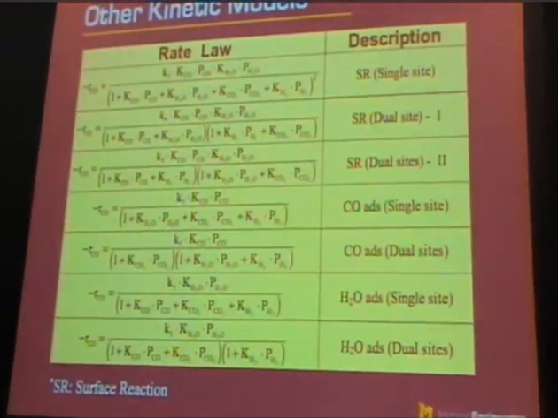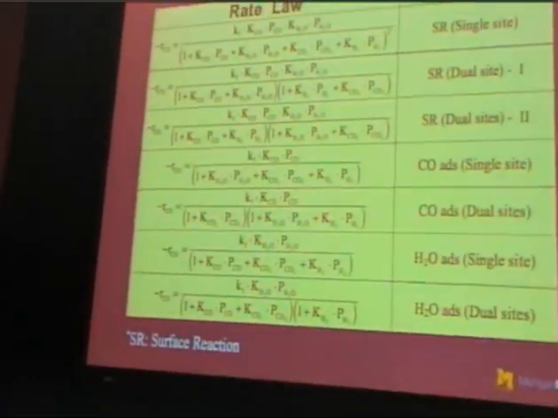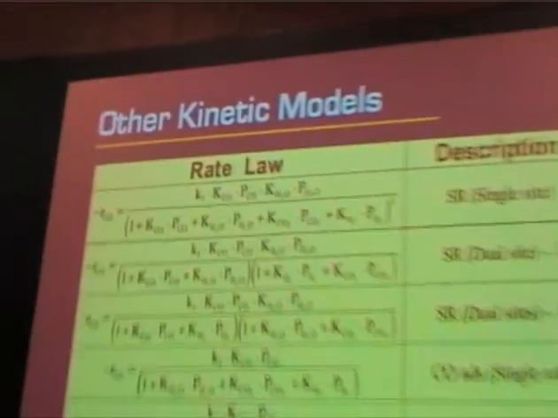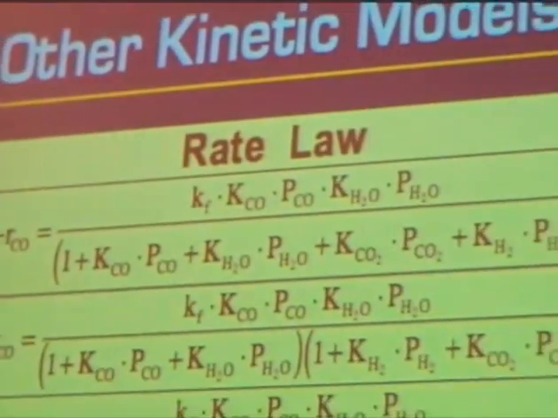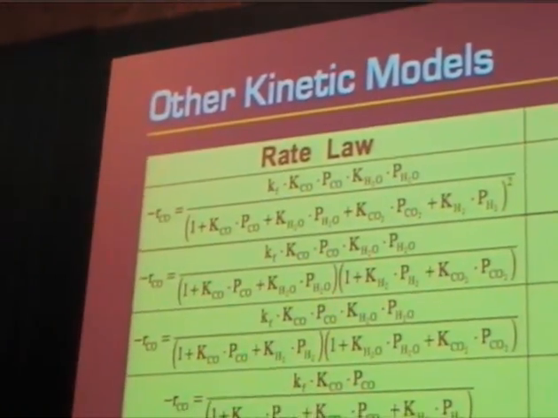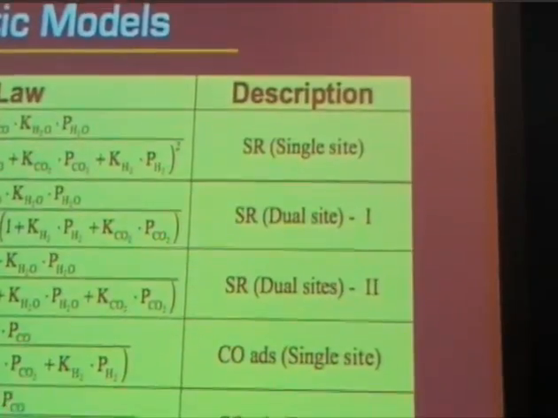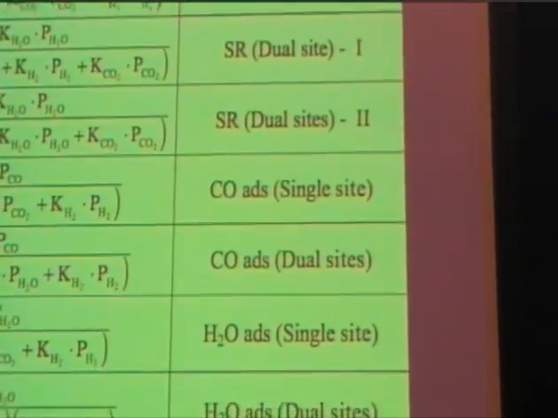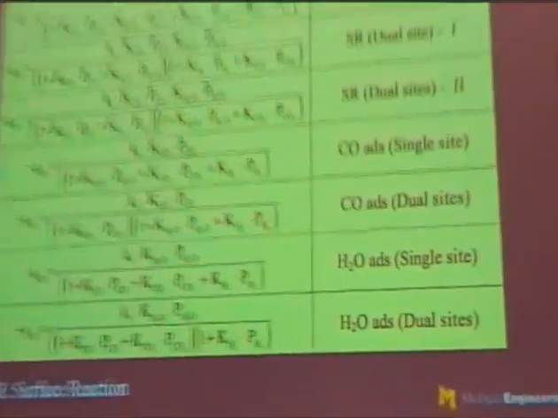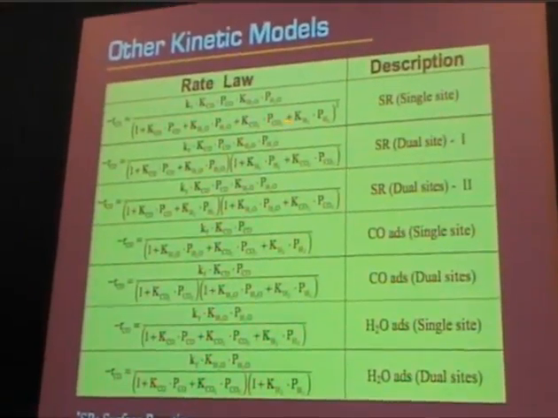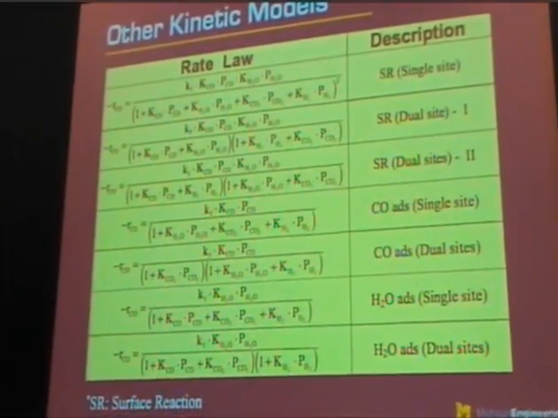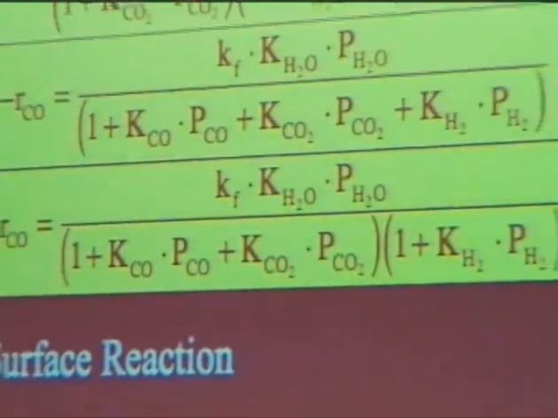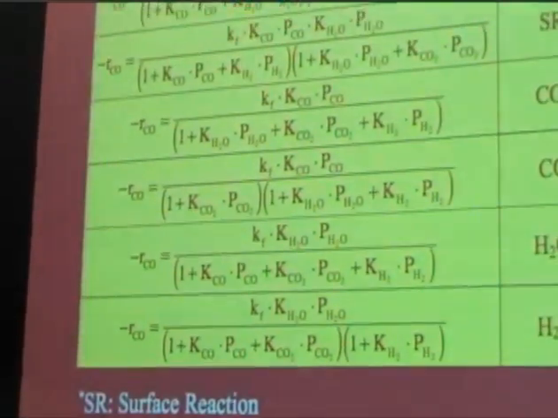So other than the redox model, we also listed all types of different Langmuir-Hinshelwood types of reaction models, kinetic models. As you can see here, the single site represents sites where the CO and water adsorb at the same place. The dual site represents that the CO and water do not necessarily compete with each other to adsorb on the same site. So they have two different sites.